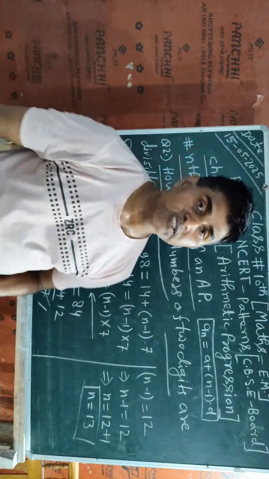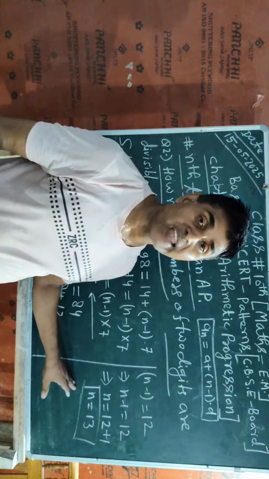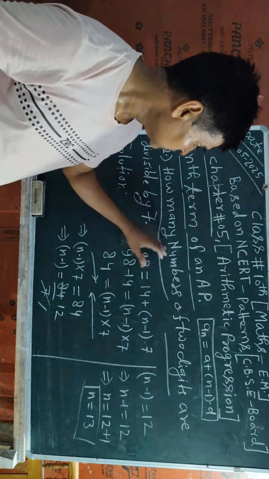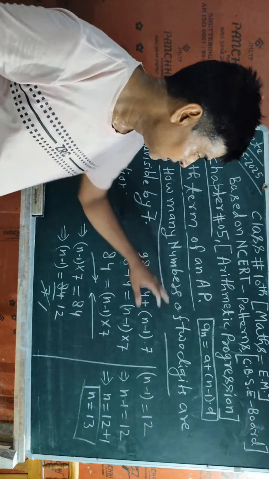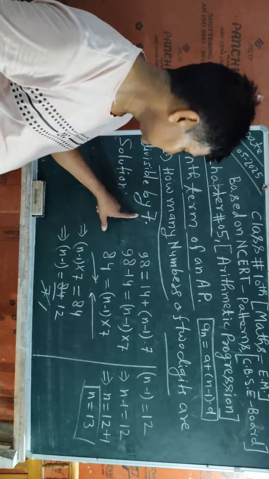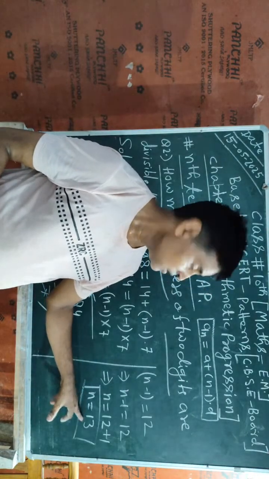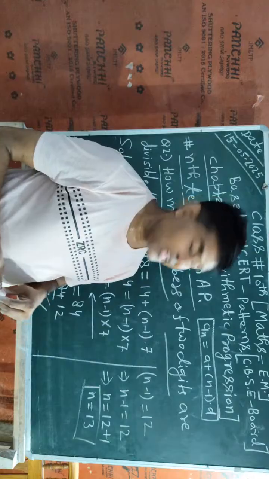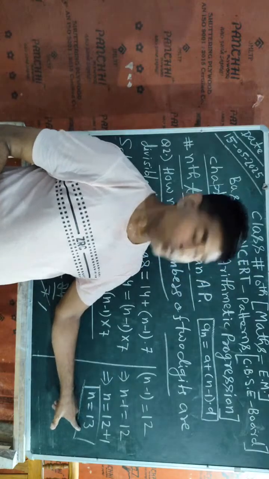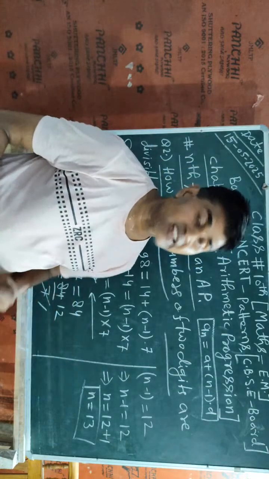So two-digit numbers will be 13, from 10 to 99. In the given question, you were asked how many two-digit numbers are divisible by 7. So I have got only 13 numbers from 10 to 99, and those 13 numbers will be divisible by 7. Okay student, so this is the answer, and I will write that answer in words.